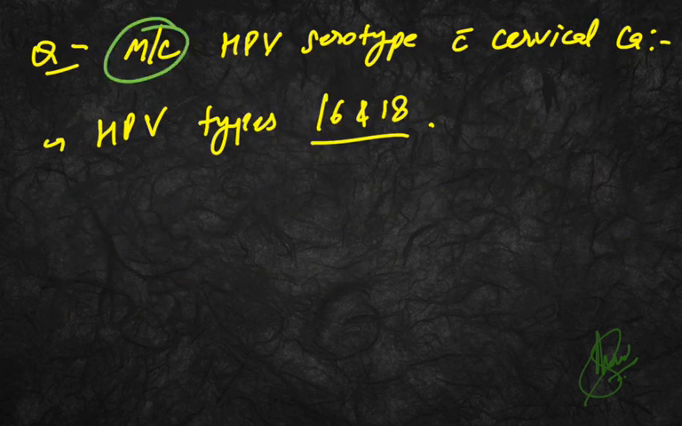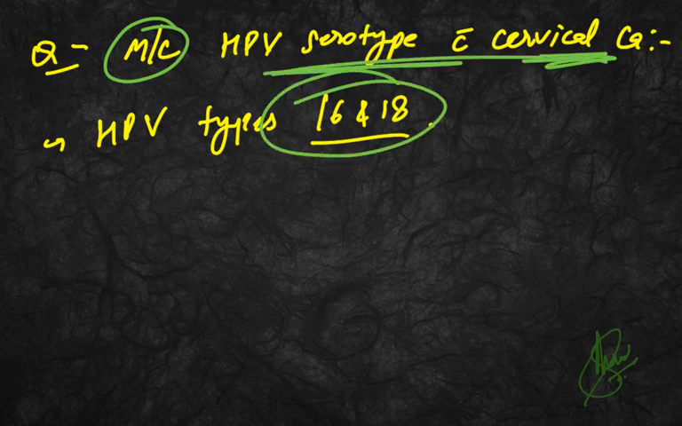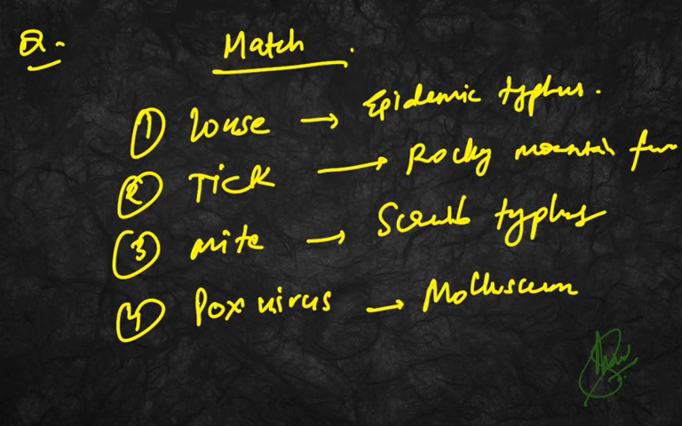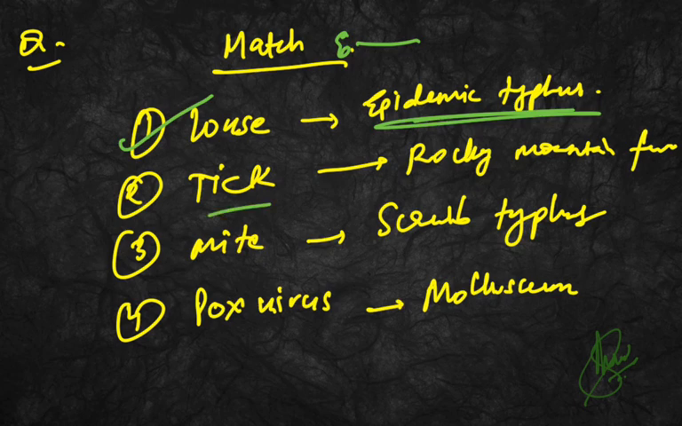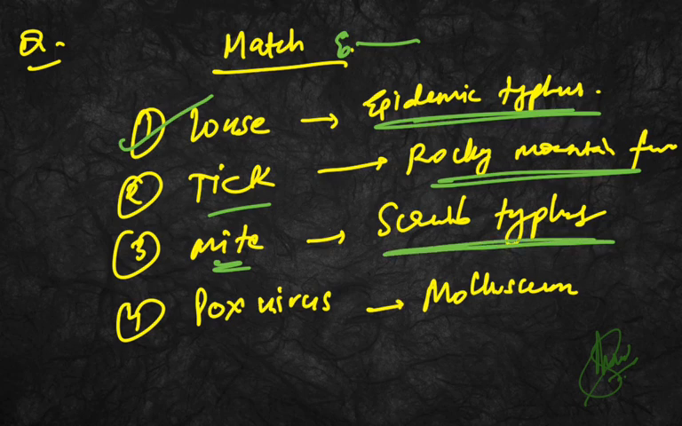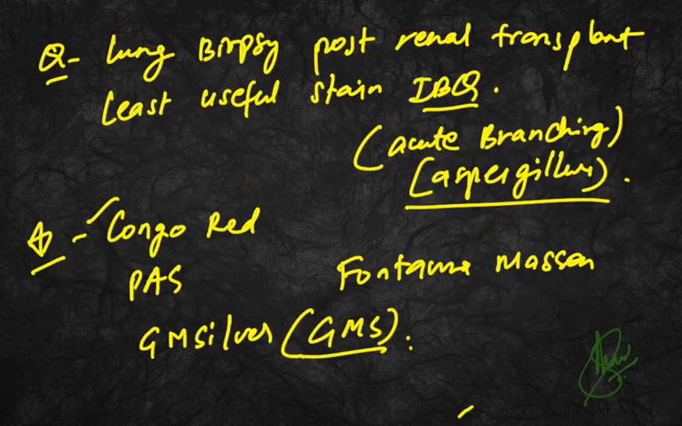Now, this is the most repetitive question: HPV serotype with cervical cancer. So 16 and 18, this is the most common. I think everyone has done it right. Now match the correct of the following. On lice, it will spread epidemic typhus. Tick, it will spread Rocky Mountain spotted fever. Mite, scrub typhus, and pox virus with molluscum. So these are the correct matches.